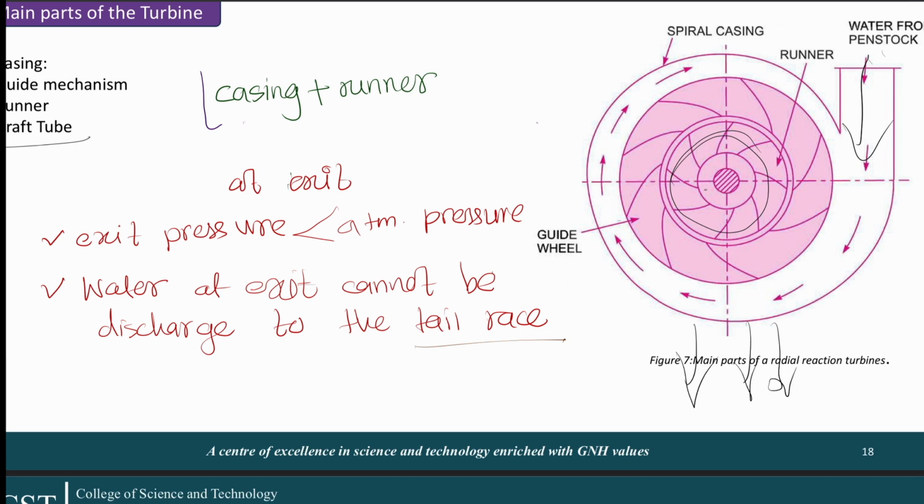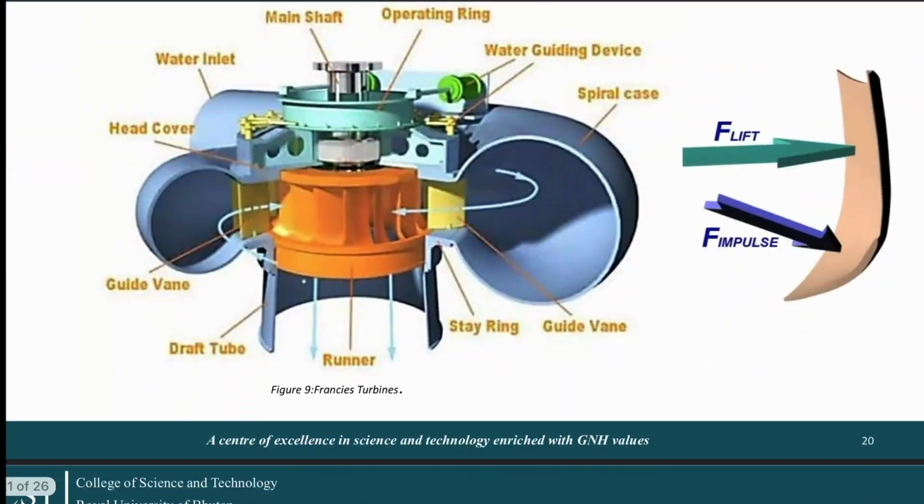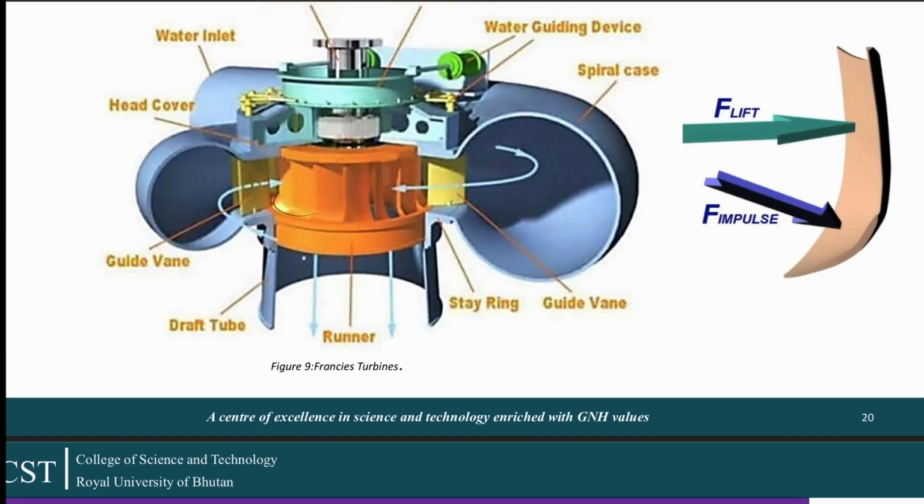However, the pressure of the water contained inside this runner blade may not be equal to the atmospheric pressure, which means, if you see in this figure, that the pressure of the water around this region may not be equal to the atmospheric pressure.